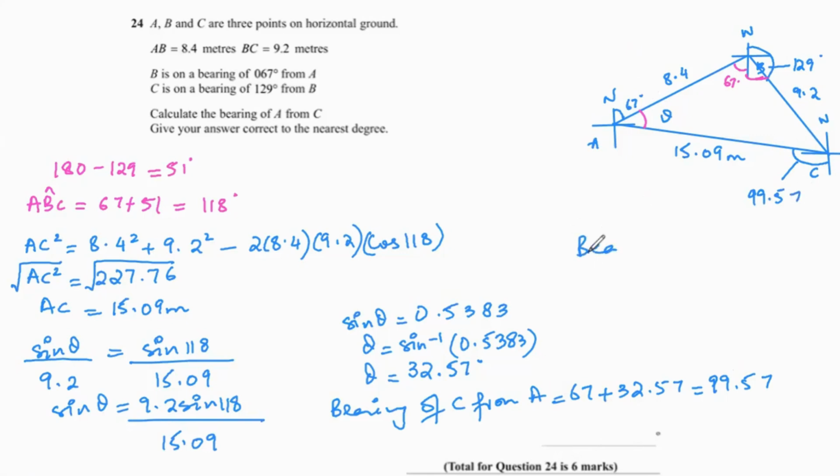So final answer, the bearing of A from C is 99.57 plus 180 degrees, because this entire thing is the bearing, all of this till this line. So that's going to give us 279.57 degrees. If your answer is correct to the nearest degree, that's going to be 280 degrees. That is the bearing of A from C.